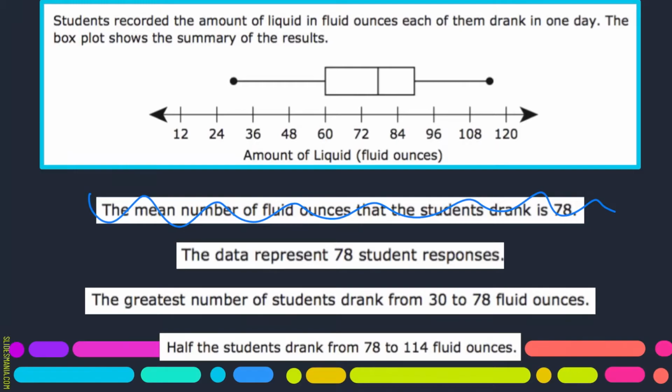The data represents 78 student responses. Again, our box plot, which is our 5 data summary, simply breaks our data into quartiles. So we don't know the total number of responses here.